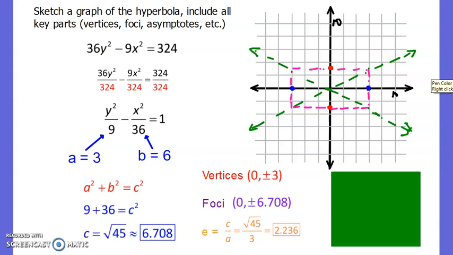So again, they're going to be 6.7 units. So 4 makes 6.7 units. So right up in this area. And again, same thing, 4 is 6.7 down in this area. And now we just draw in our hyperbola.